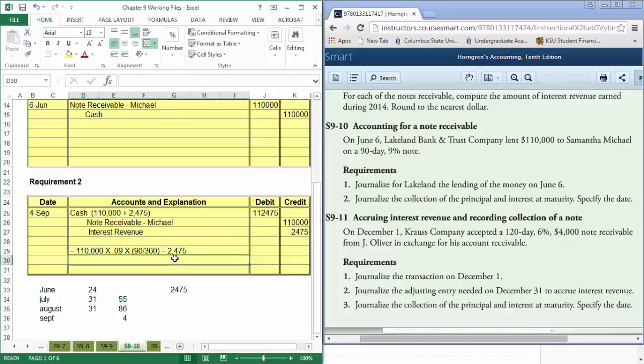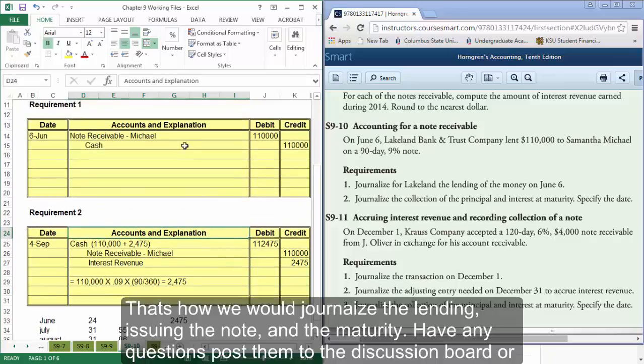So that's how we would journalize the lending, issuing the note, and the maturity.